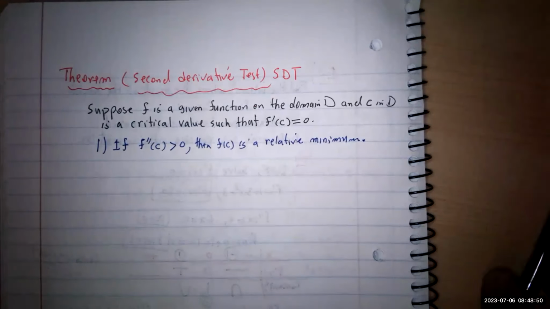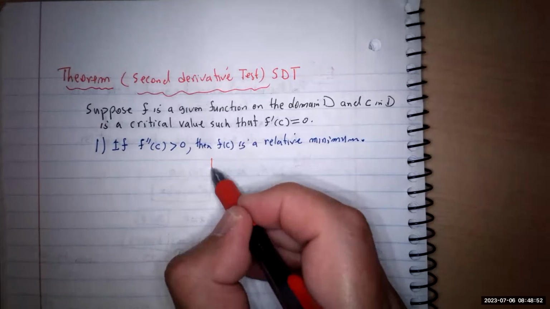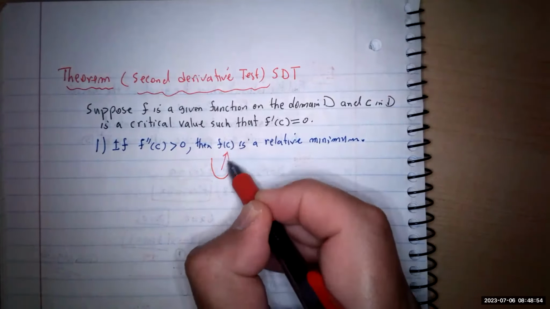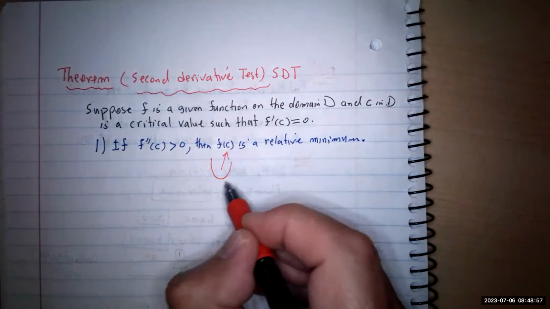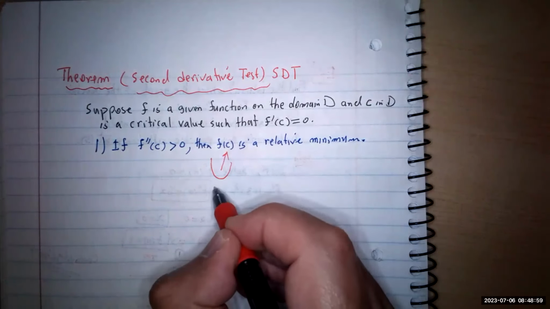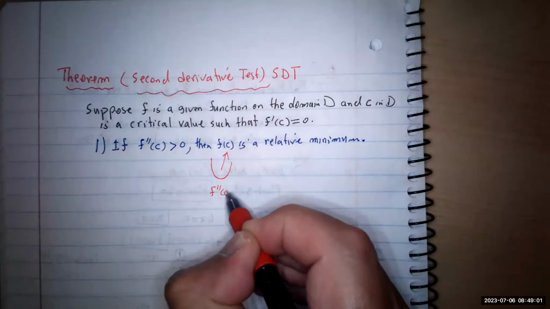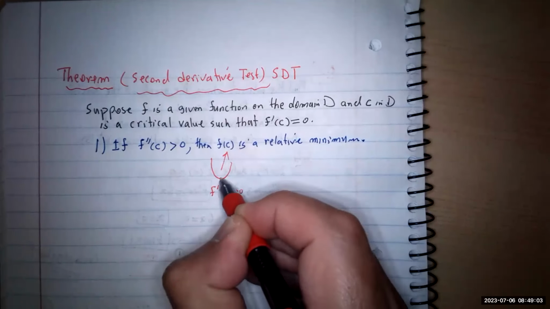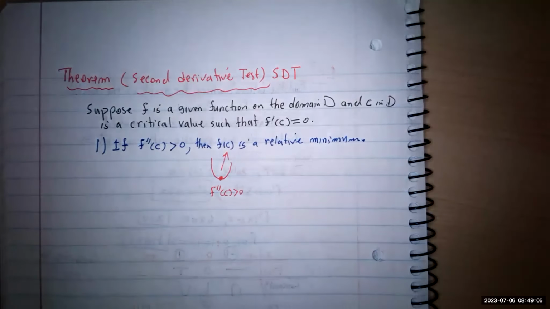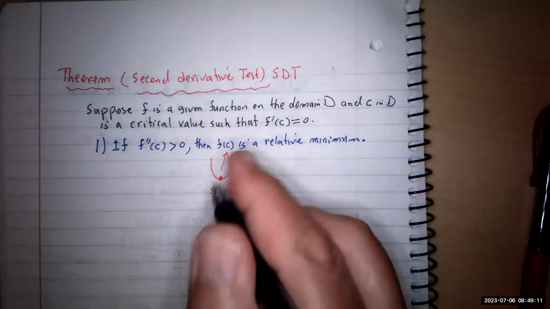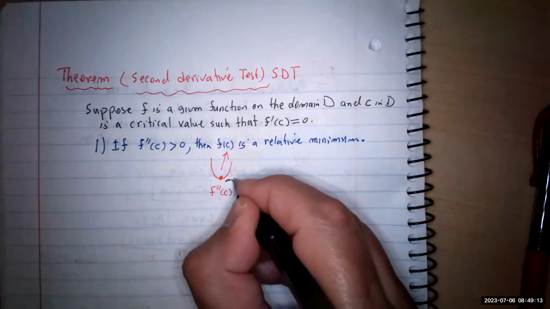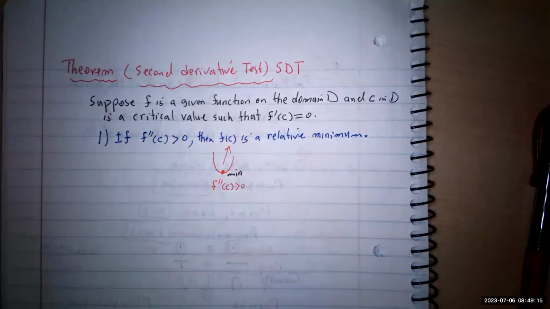Very easy to remember. You see, remember this. Up. Your f double prime, this is where the f double prime of C is positive. So this means around the C here, the concavity is up. So in this case, this point is going to be a minimum. Okay, up, minimum. Just get the shape of the graph to remember it.